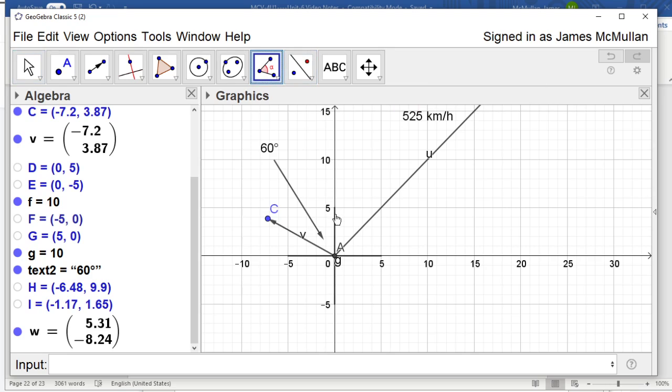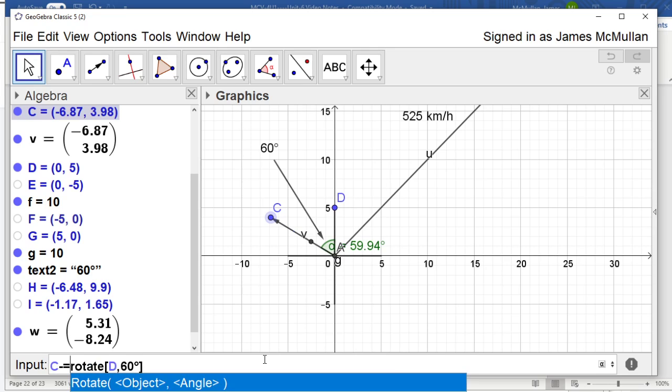Now, of course, if I measure this angle in GeoGebra, sorry, just measure the angle. If I actually measure the angle to label it, I'm not going to be able to get this exactly as 60. I mean, I guess I could actually, if I rotate D 60, yeah, so C equals.